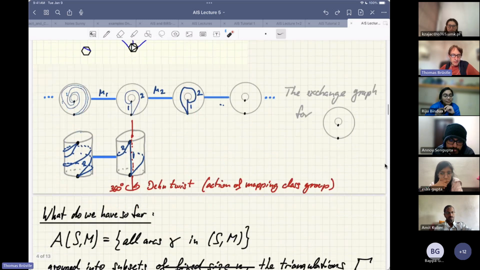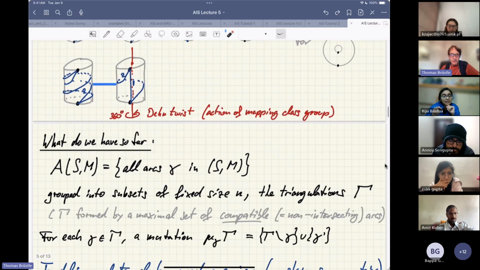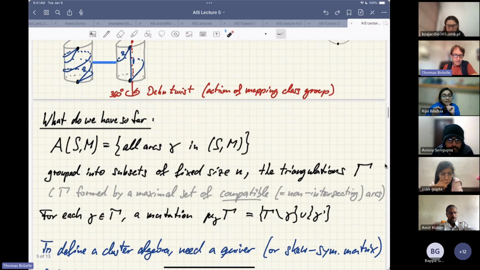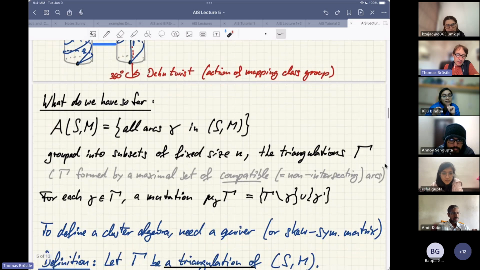So that's good. So what do we have so far? Altogether, I try to recollect what we have. There's a system of arcs in the surface. They have fixed size. There's the boundary arcs and the internal arcs, and for the internal arcs, this is the number n that we computed.